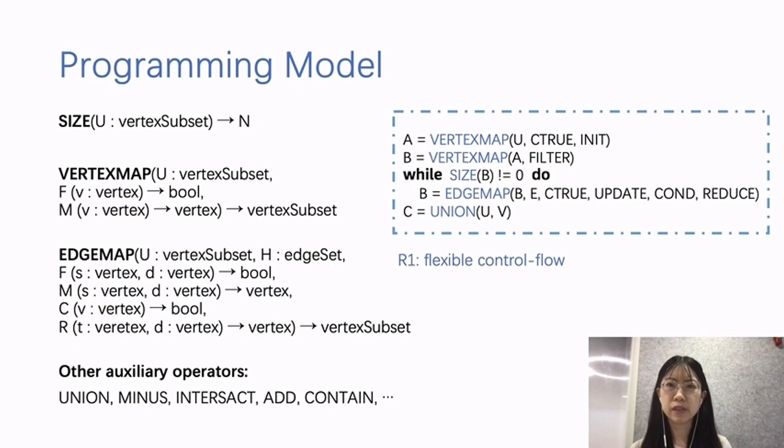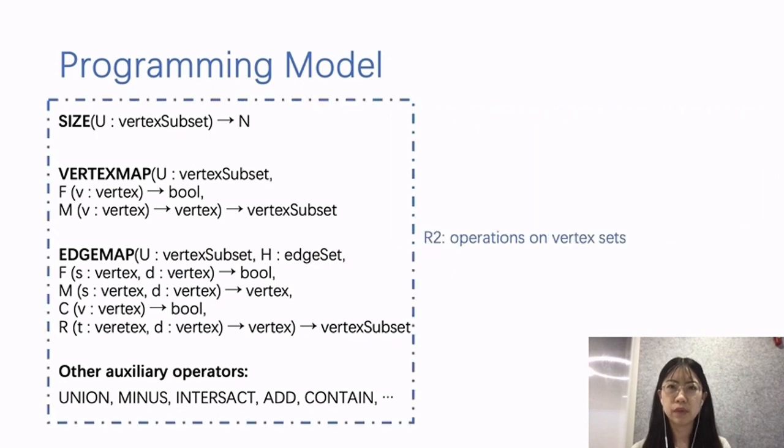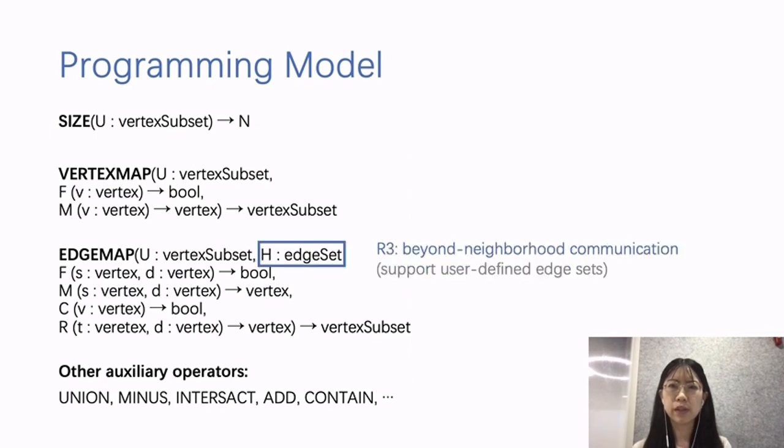By combining the primitives, Flash enables the definition of arbitrary control flow. The vertex subset structure supplements the perspective of a single vertex, allowing updates on arbitrary vertices. Finally, Flash allows users to define the edge set they want to transform messages, even if the edges do not exist in the original graph.